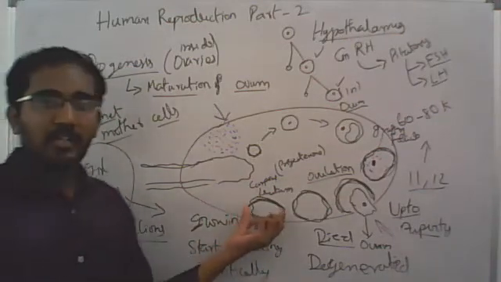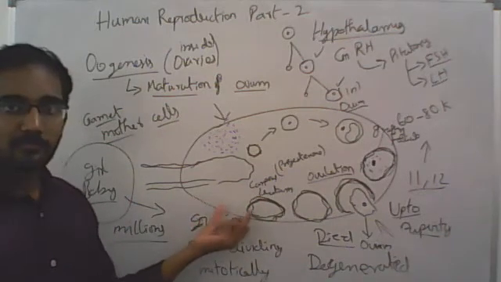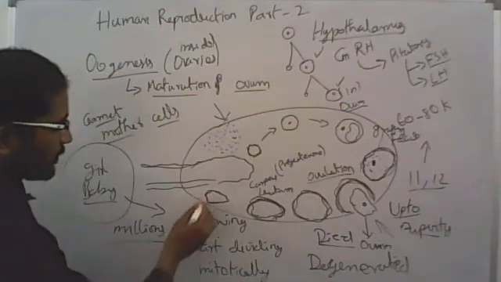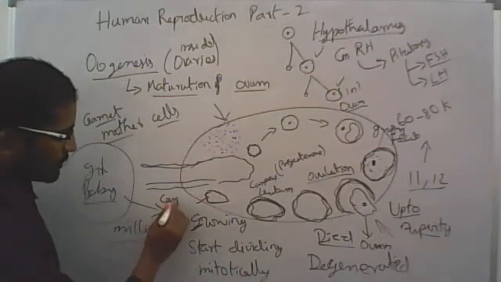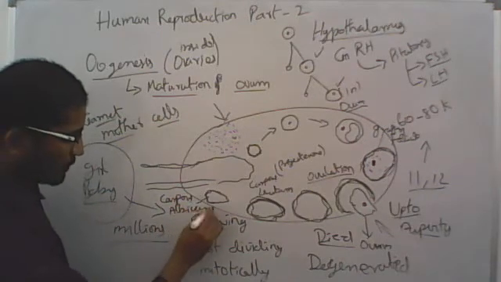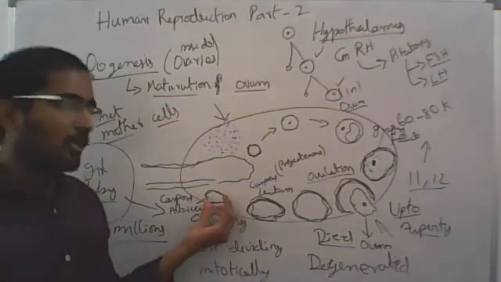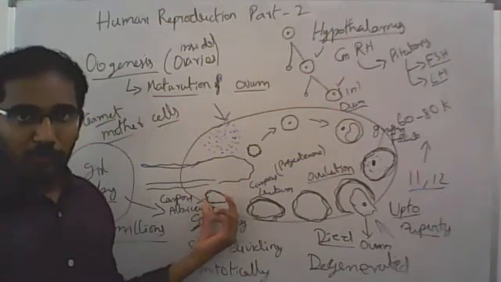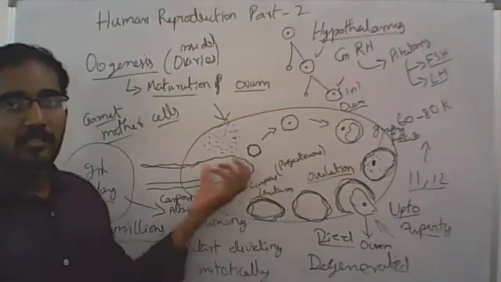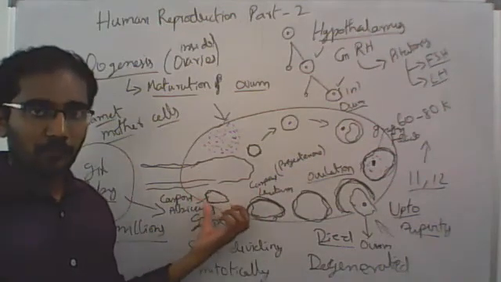After a certain time, as I already mentioned, it is a temporary gland, so it will reduce to a corpus albicans. Now it is in an inactive form, almost in a degenerated stage. So the corpus luteum has just turned into the corpus albicans form.